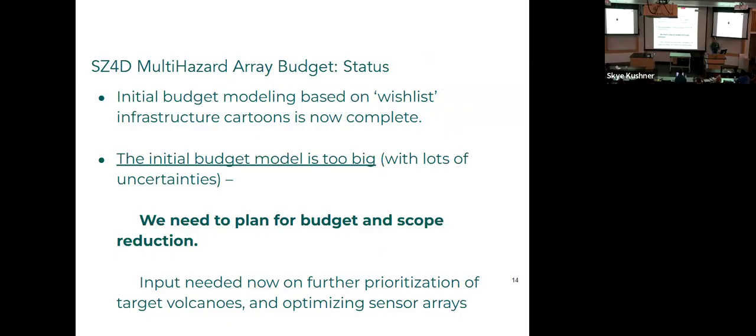And we also don't want to just X out a region entirely. So there has to be some judicious prioritization and planning. So input is needed now, I think, on that list of target volcanoes. And again, in the case of Alaska, because a lot of instrumentation is in place, we want to focus on what are the new instruments to be added that will be most impactful at addressing those hypotheses.